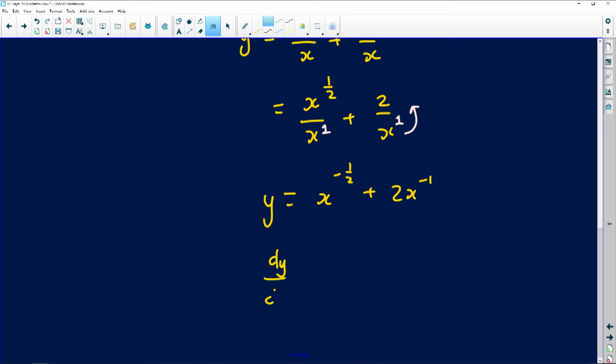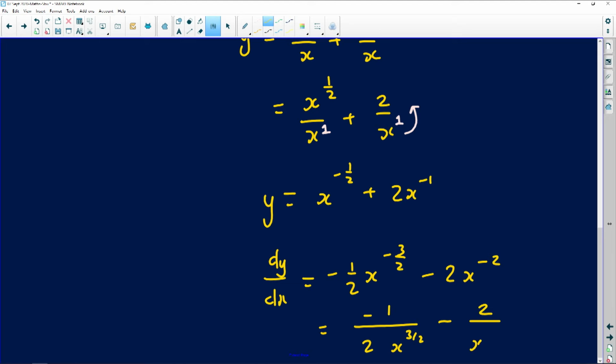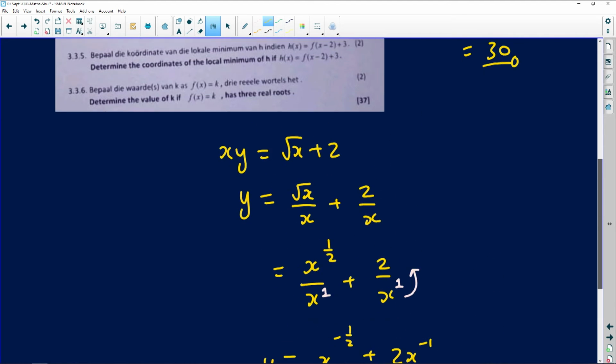So dy over dx will then be negative half x to the power of minus half minus 1, which gives you minus 3 halves. 2 times the other one is going to be negative 2x to the negative 2, which you can simply put in the form minus 1 over 2x to the power 3 halves minus 2 over x to the power of 2. All right, that's dy over dx.